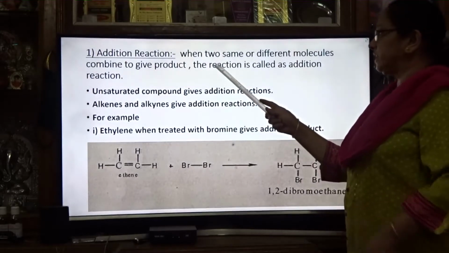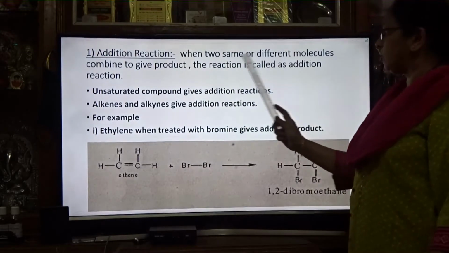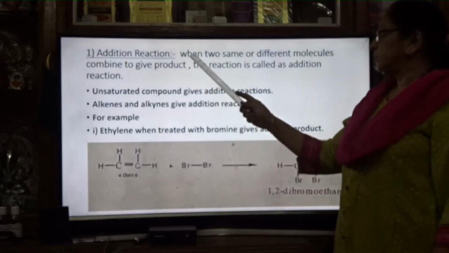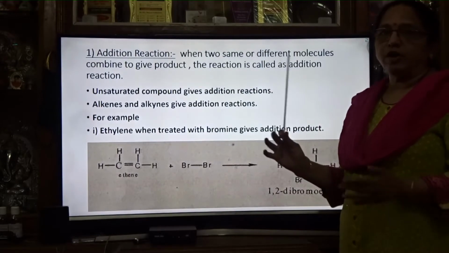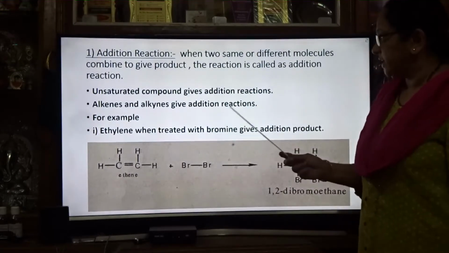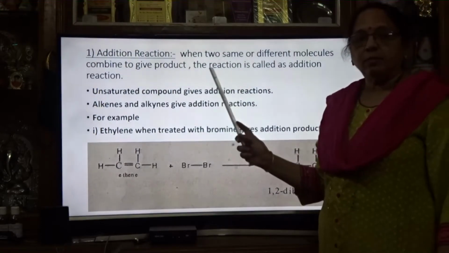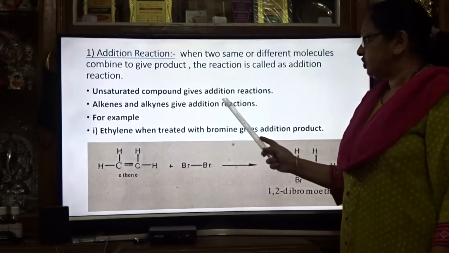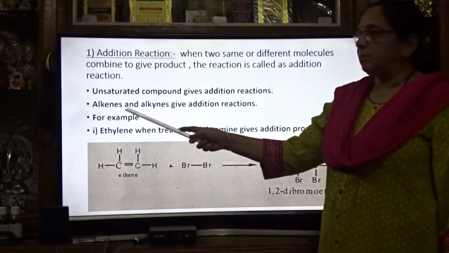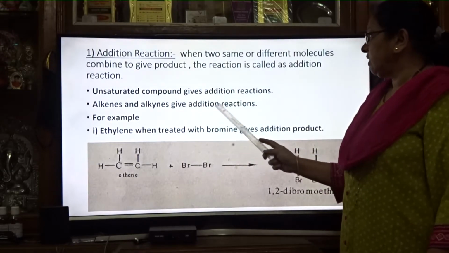First is addition reaction. When two same or different molecules combine to give one product, that is known as addition reaction. Unsaturated compounds give addition reaction. Unsaturated means compounds having double and triple bonds give this type of reaction. Alkenes and alkynes give addition reaction, because in alkenes there is a double bond and in alkynes there is a triple bond. They are known as unsaturated compounds and they give addition reaction.